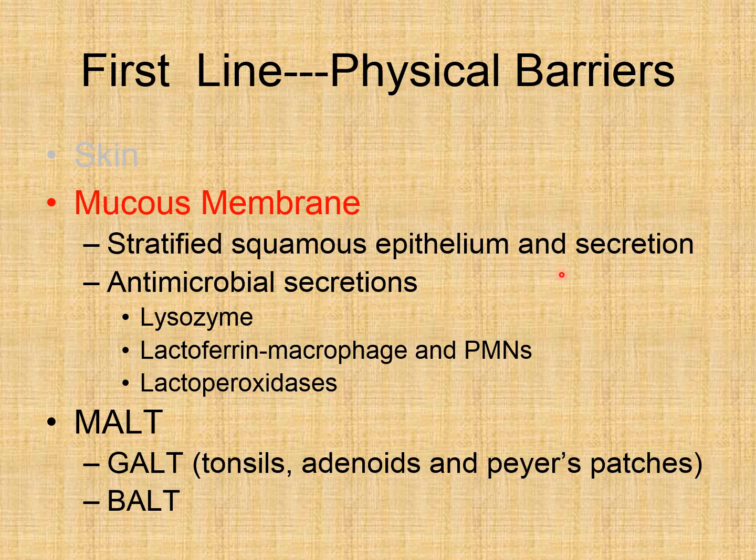This mucus also contains some secretions which are antimicrobial in nature, like lysozyme, which degrades the bacteria by degrading its cell wall. Lactoferrin is a protein which binds to the iron that is required by all pathogens. Because they are unable to compete for the free iron, the pathogens are deprived of their nutrients and die. And lactoperoxidases produce superoxide radicals, which are highly toxic to the microbes. Apart from these antimicrobial secretions, these mucosal membranes are also lined by mucosal associated lymphoid tissue like GALT and BALT, which we have discussed in our last lecture.